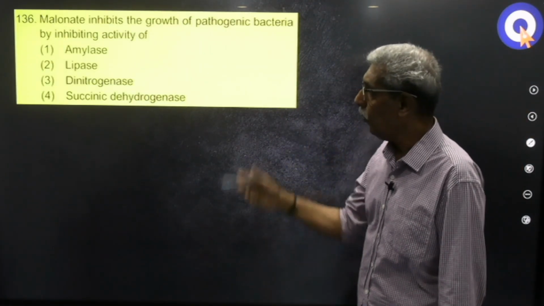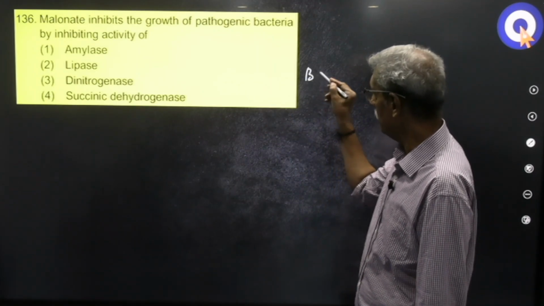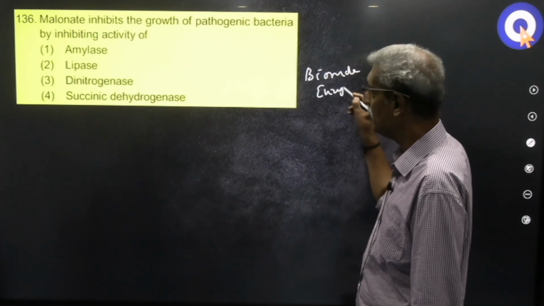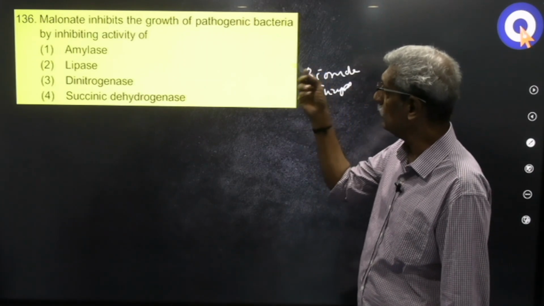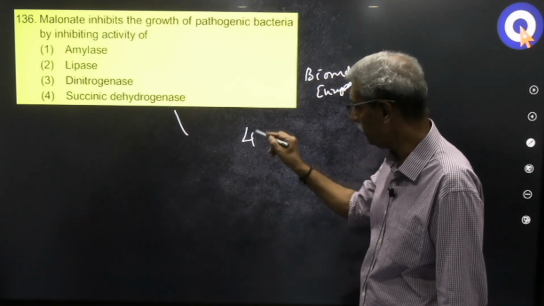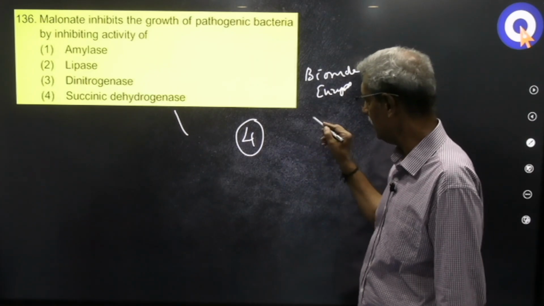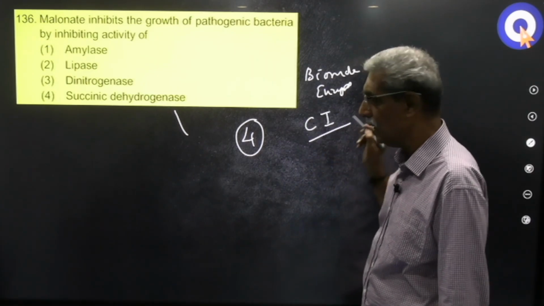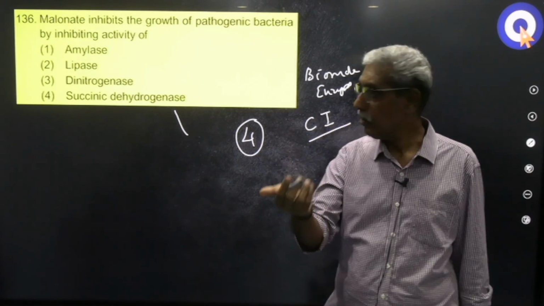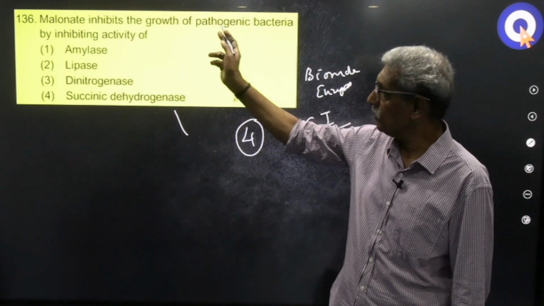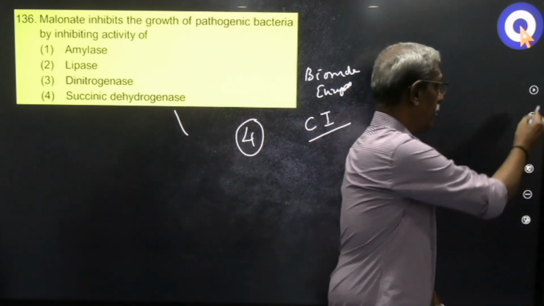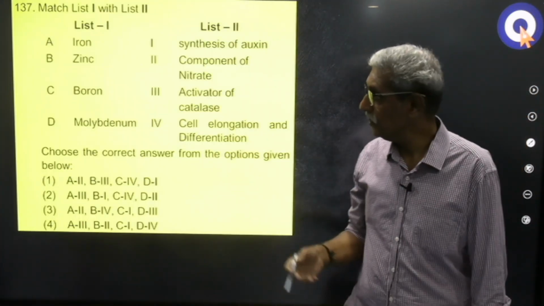Okay. Now 136 comes from biomolecules. When you take biomolecules, we are talking about enzymes, and you remember malonate inhibits the growth of a pathogenic bacteria by inhibiting the action of succinic dehydrogenase. The fourth option is right. This is an example of competitive inhibition. In competitive inhibition, you understand there could be 2 active sites. One could be basically blocked. So primarily malonate inhibits the growth of the pathogen by inhibiting succinic dehydrogenase. So basic principles of biochemistry are there, fine.